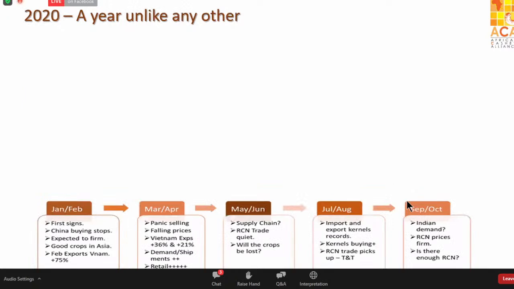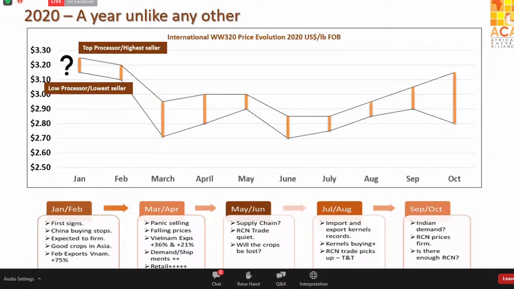If we look at that and look at the impact on prices in the course of the year, you can see, you have here a chart with WW320 FOB prices during 2020. You have high-low bars just joined together to make a trend. So what we see is initially a big drop in prices.